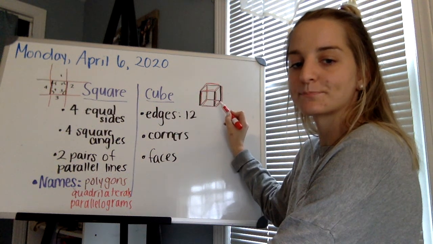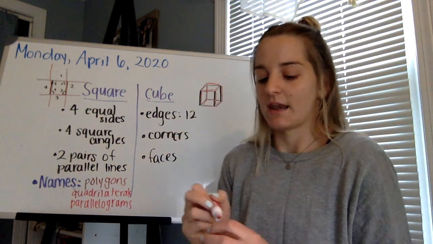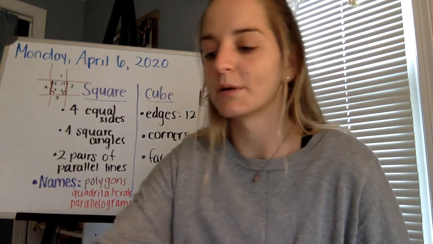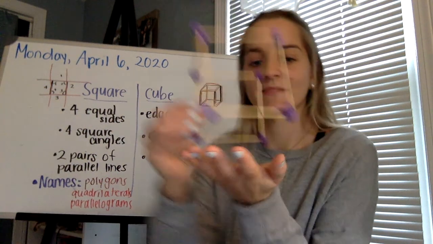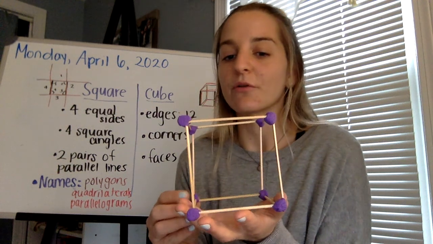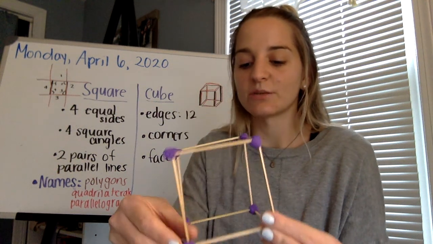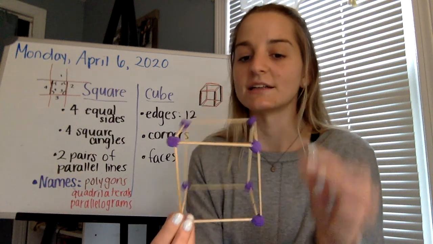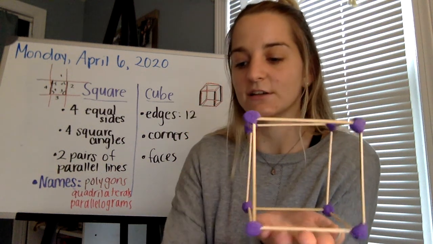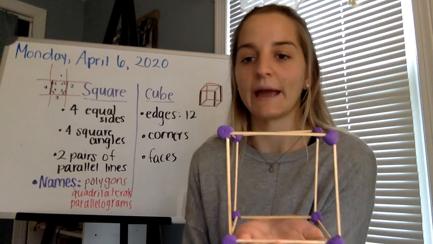Now, the next attribute or characteristic for the cube is the corners. Now, the corners are very easy to count, especially with this cube because they are the purple dots. So I'm going to hold this nice and still and let's count the corners together, okay?